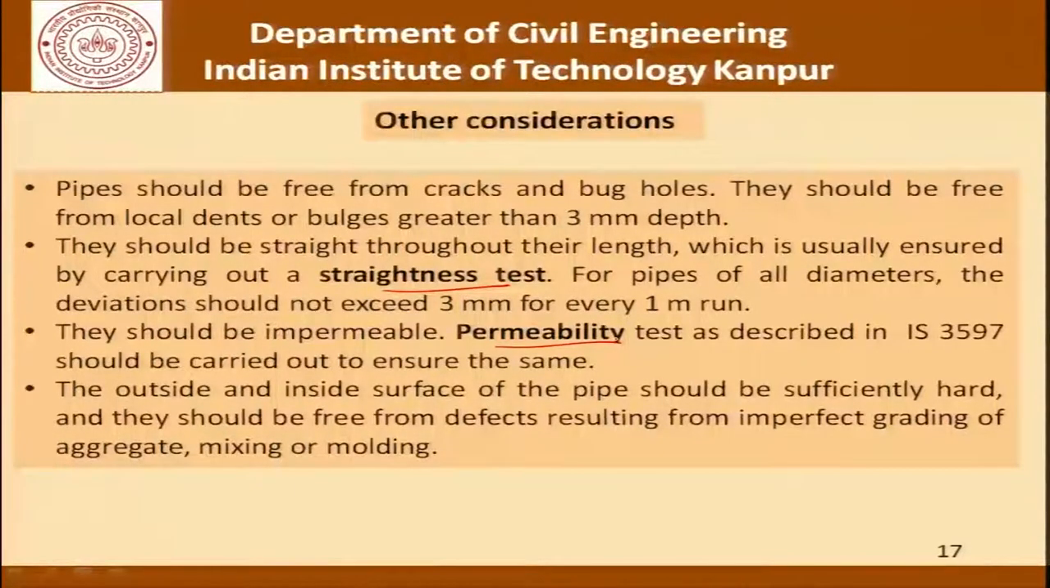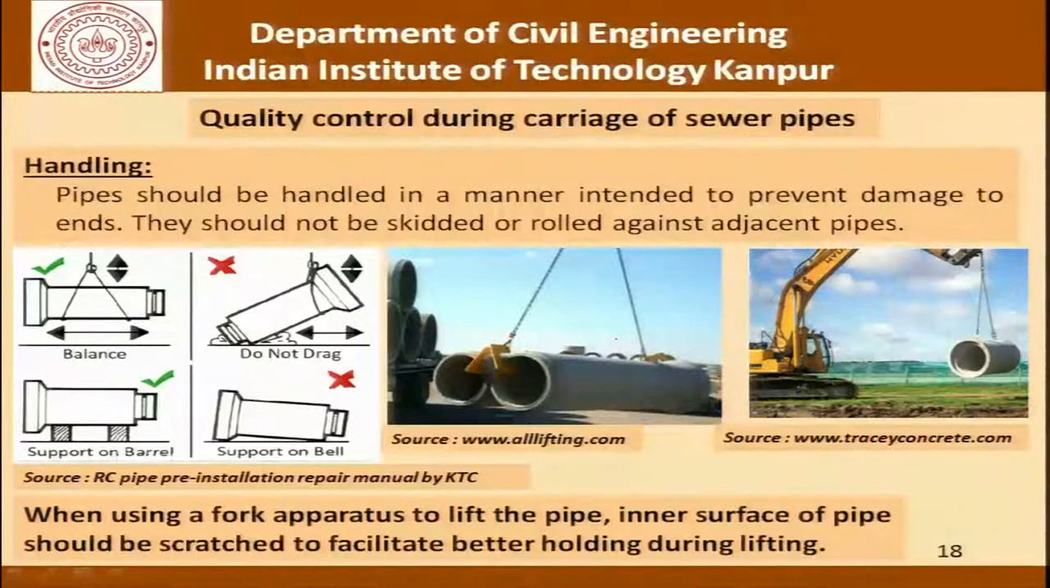Then we have issues relating to carriage of sewer pipes, how the sewer pipes are handled while they are being transported or while they are being assembled. So this picture here shows the right kind of handling of the pipes in terms of the balance, the support on the barrel, and these two pictures are the no-nos. That is, we should not drag the pipe, we should not support it on the bell. So the pipe should be handled in a manner intended to prevent damage to the ends.